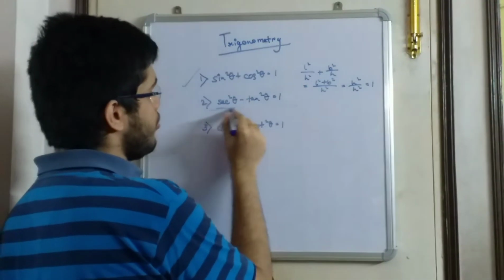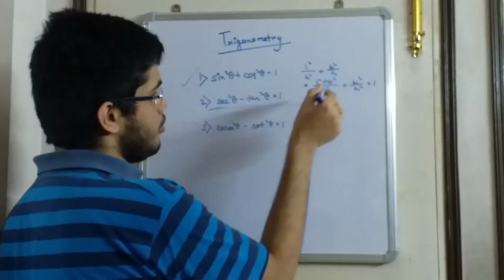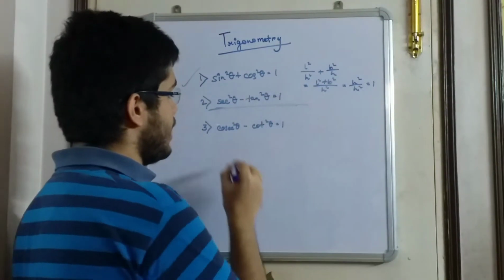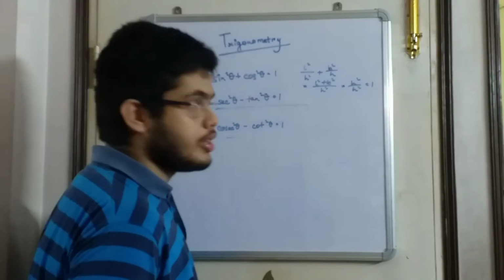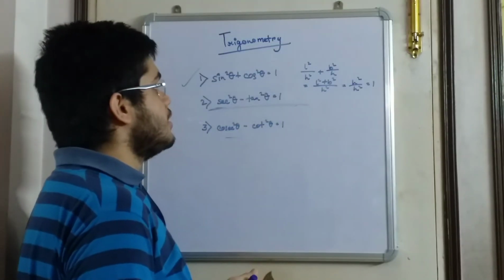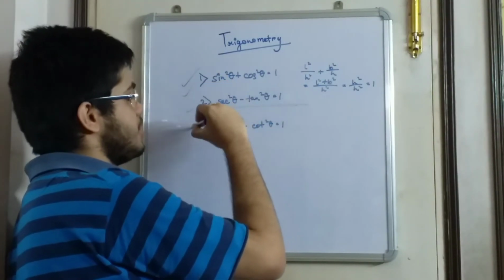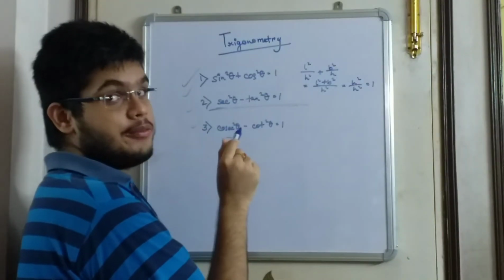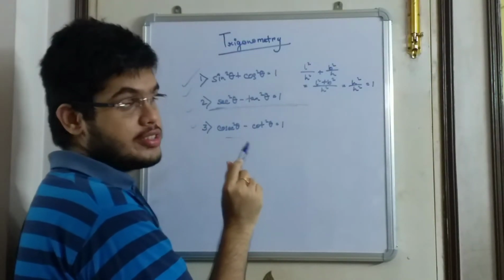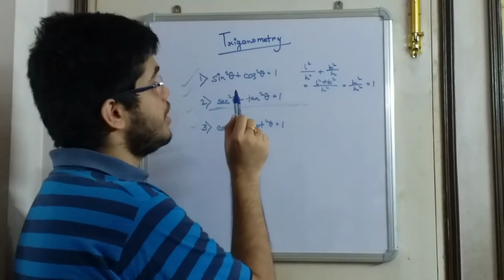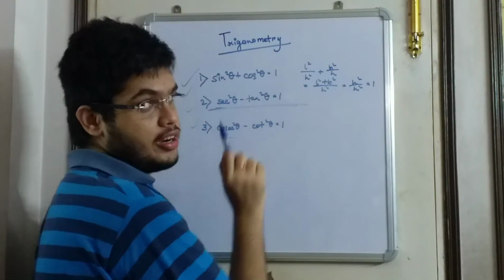Now this formula also you can easily prove like this, and this also. I think these two you can do it yourself. These 3 formulae are very much important, and they will be very much helpful in all problems of trigonometry. So you should always try to remember these three formulae by heart.